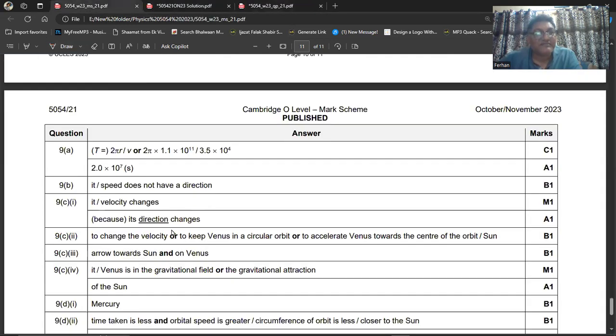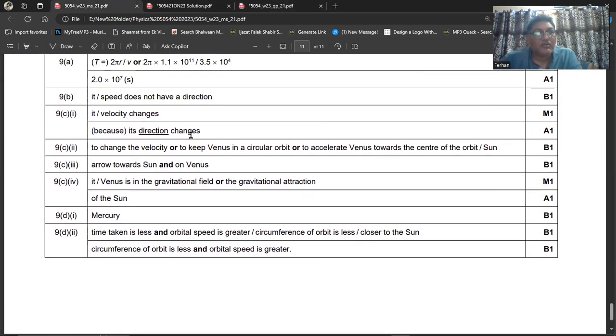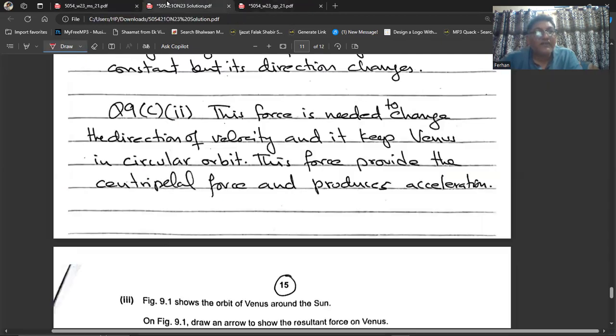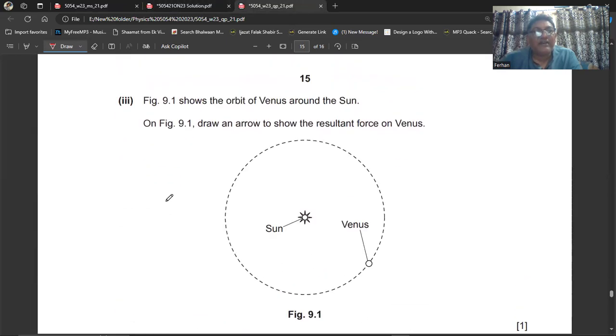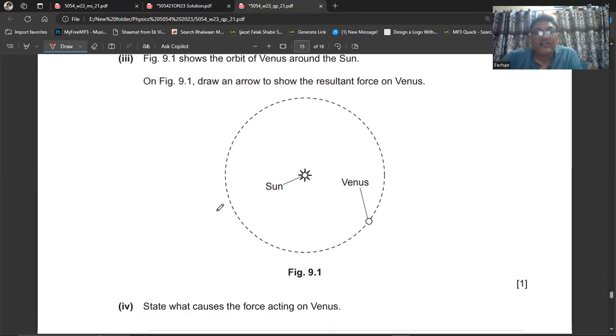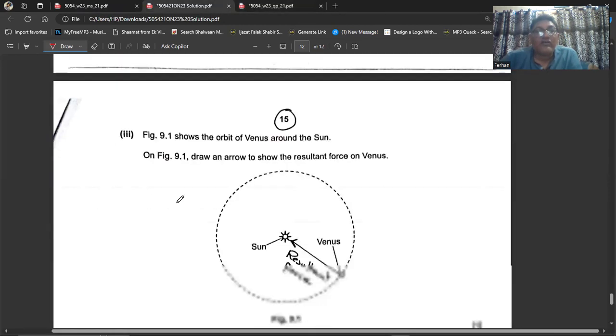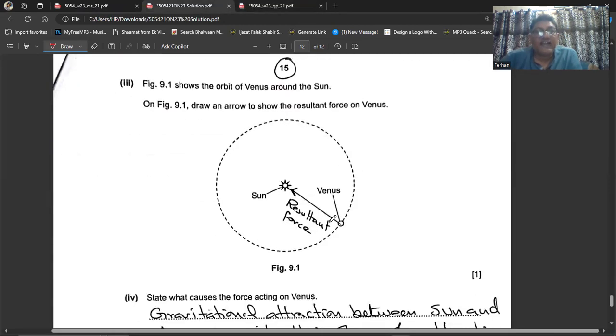This is my answer. This is the answer. Okay, then the figure 9.1 shows the orbit of Venus around the sun. On the figure 9.1, draw an arrow to show the resultant force on the Venus. The resultant force is always toward the center of that circle. So we will draw an arrow towards the center of that circle.